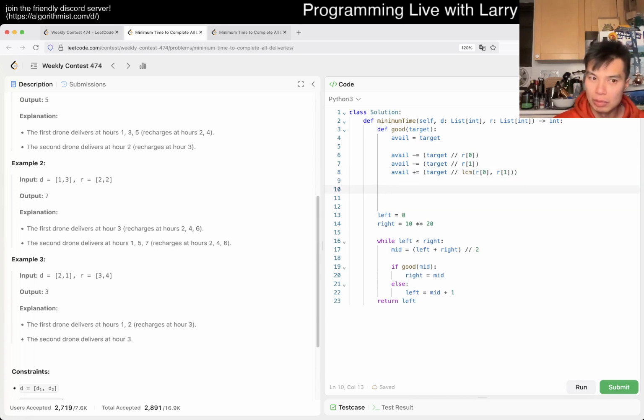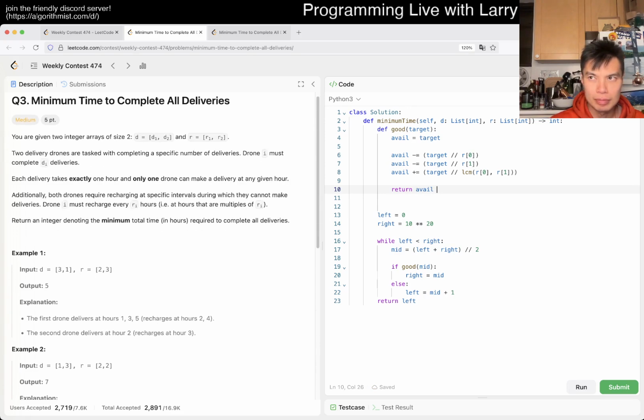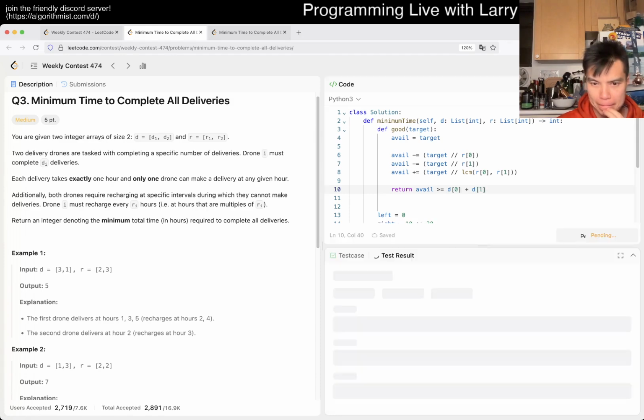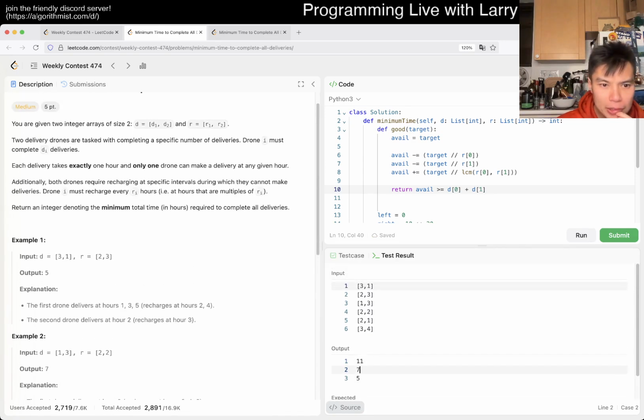And then now we have to. Is that it? How many slots we can do, and it doesn't really matter, right? So just return available. Oh, that's not true. Because you have to take into account D, how many deliveries. No, does that matter? Can we just do this? No, because you don't have. Why can't you just do this?